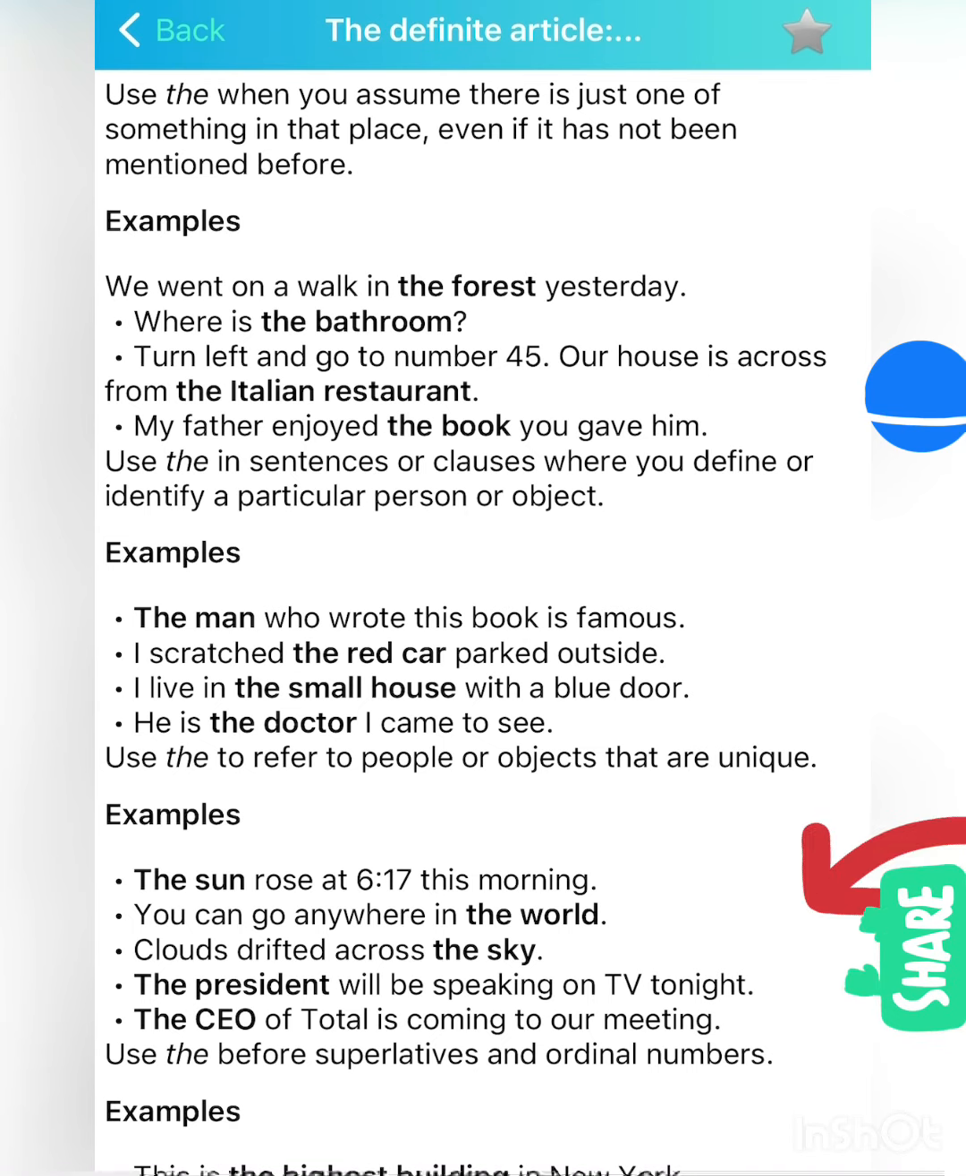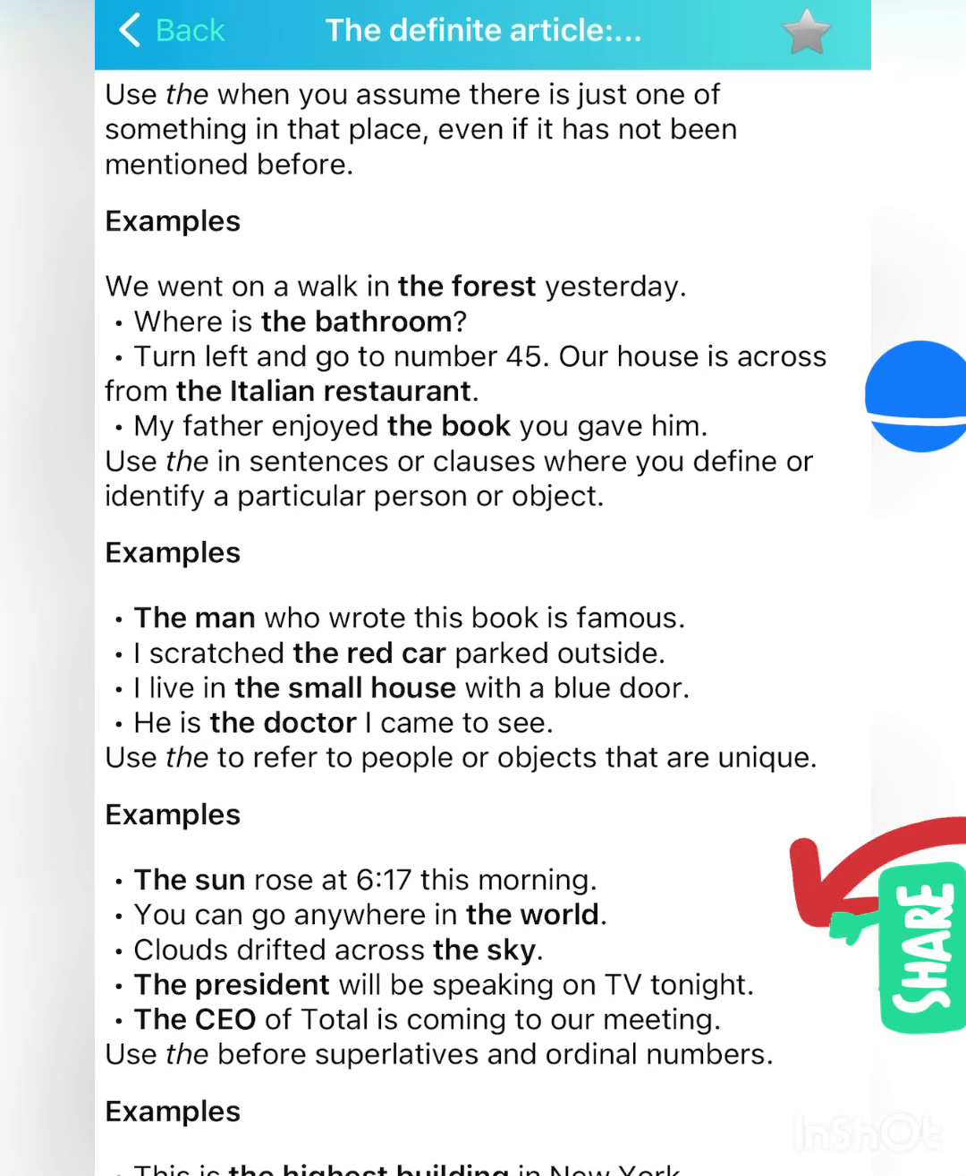The sun rose at 6:17 this morning. The sun rose at 6:17 this morning. So the sun is unique because it is one of its kind on earth. That's the only one. So unique is natural. The sun. So you're allowed to use "the". Okay, you can go anywhere in the world. We only have one world. It's so unique. We have only one sun in this world.